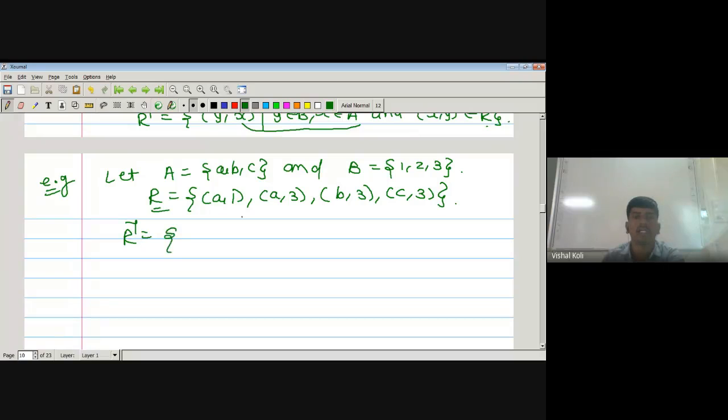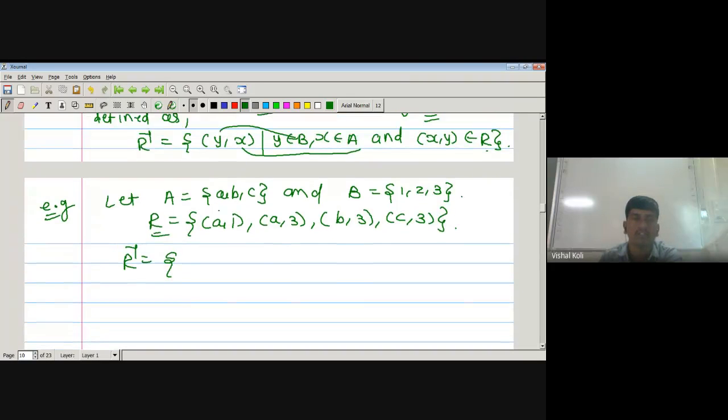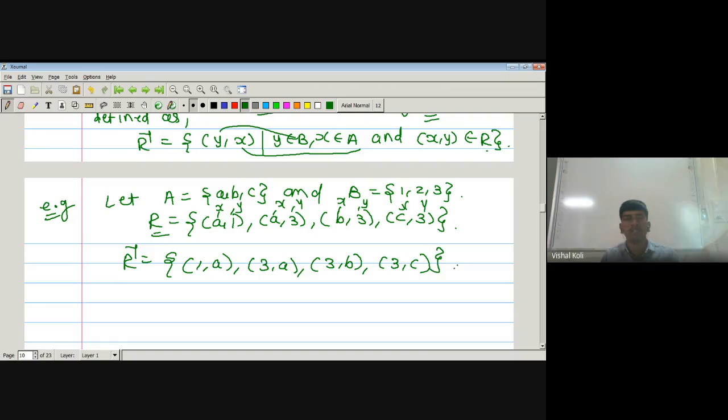Therefore, R inverse contains (a, 1), since (1, a) belongs to R. That is, this one is x, this one is y. Then R inverse contains the elements (y, x). First, we take y as 1 and x as a second. Similarly, for this one x, this one y, we get (3, a). Third element is (3, b), and fourth element, this one x, this one y, is (3, c). Therefore, this will be the inverse relation of the given relation R.